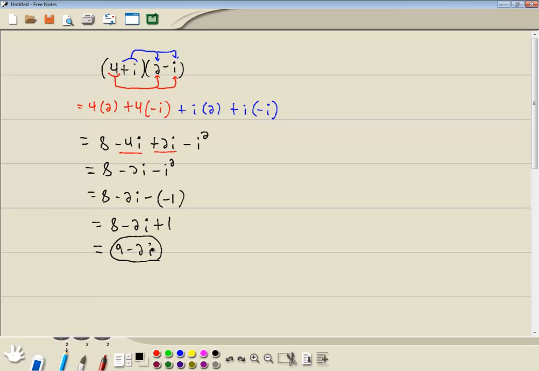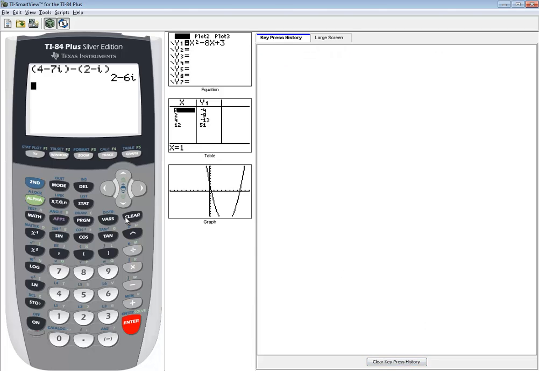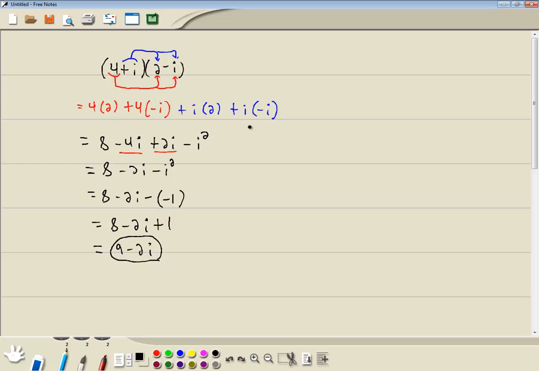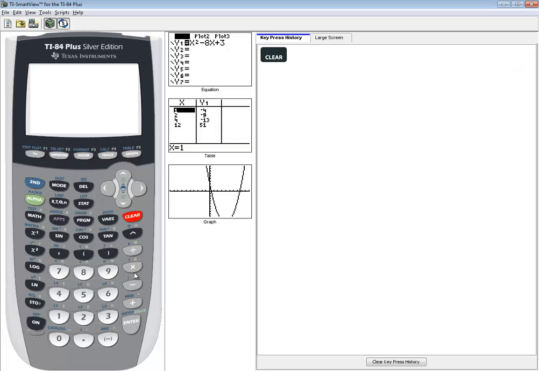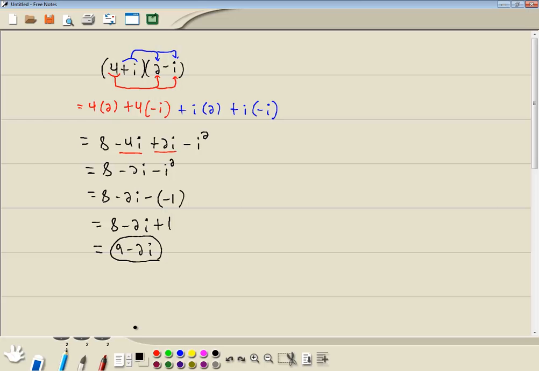This is one we can plug in the calculator. And you plug it in just as you see it. So the beginning parentheses, 4 plus i, and i you get by doing second decimal. Closing parentheses, beginning parentheses, 2 minus i, and closing parentheses, and then enter. And that gives us 9 minus 2i, which matches what we got by hand.